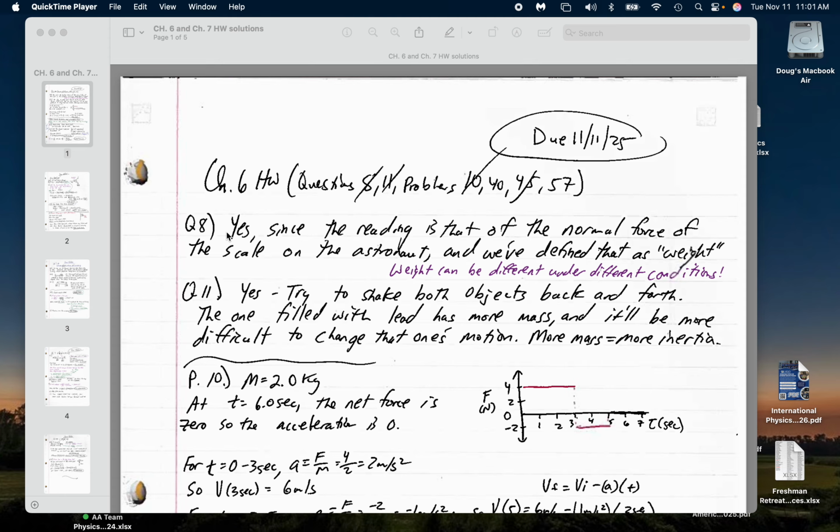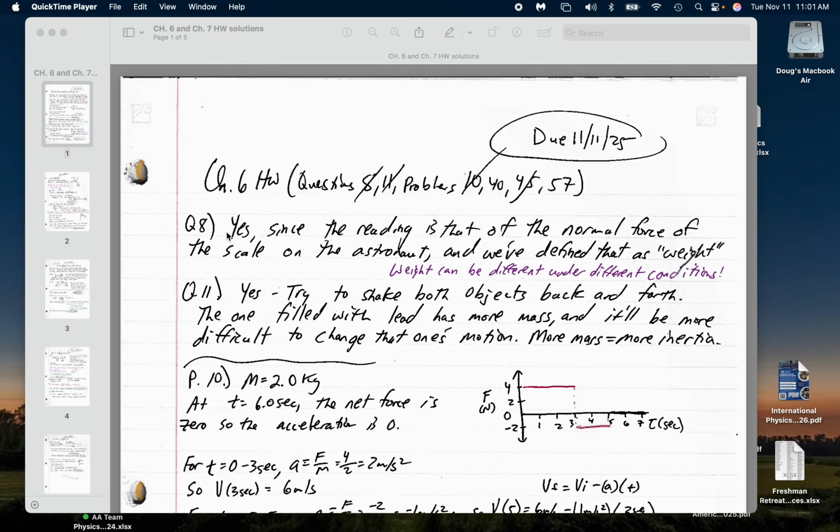Question 8: an astronaut takes his bathroom scale to the moon and stands on it. Is the reading the scale shows his weight? It is, because that's defined as the normal force on him from the scale. And so that reading can change in different locations of the universe. The mass of the person would not change, at least not in a short period of time.